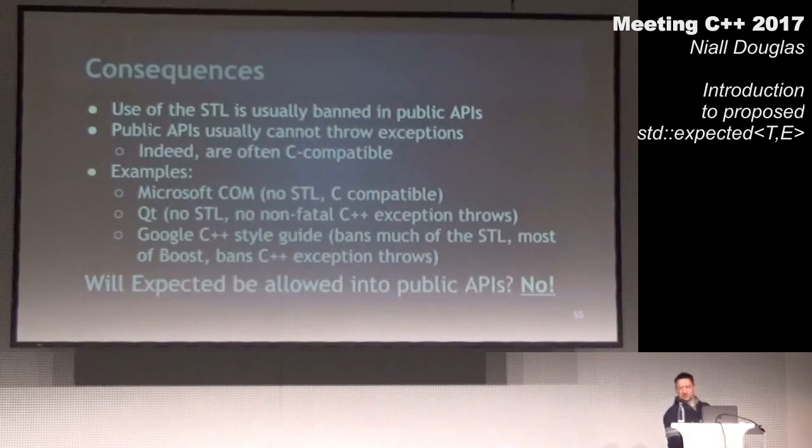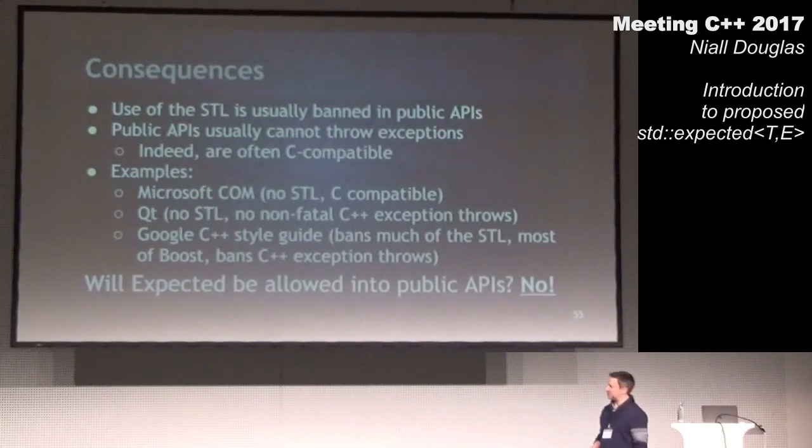Because of this, and I mentioned the Google style guide earlier on, usually you can't use the STL in any of these public APIs. Public APIs certainly can't throw any exceptions. Often they're actually written in C. In fact, on the last contract, the entire public API was C, but all the internals were using C++. Nobody on the outside could tell it wasn't a C library. Examples of these regulations: Microsoft COM can't use STL in the public things. It's still C compatible, even to this day. Qt, no STL, no non-fatal C++ exception throws, although it's better than it used to be.